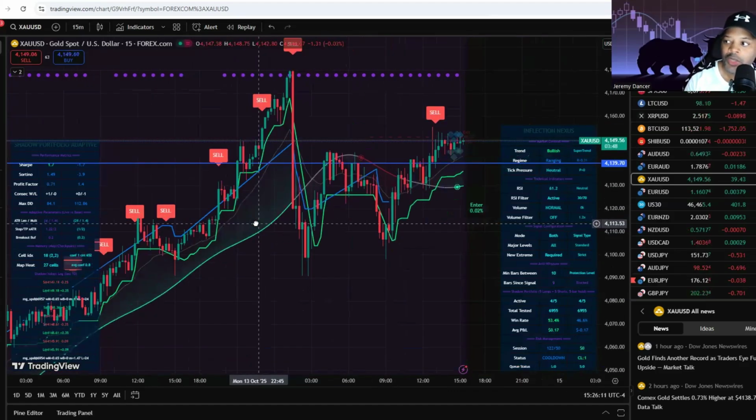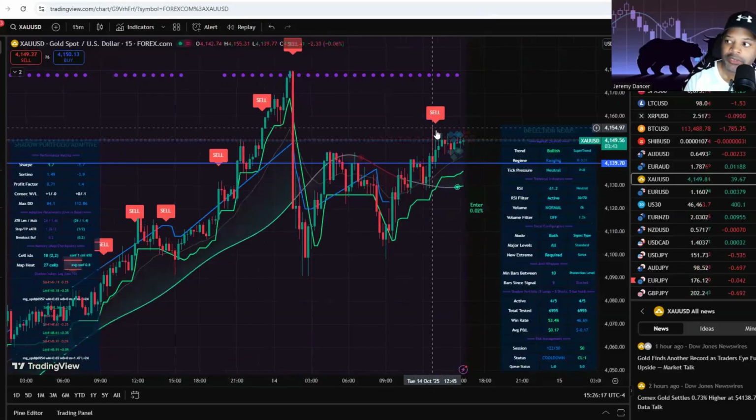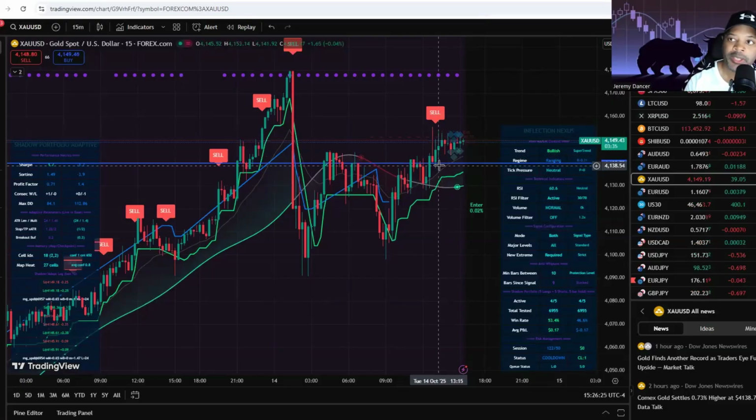And we can see right now the current setup is another sell, right? So earlier I placed a sell right here at 41 54, and then I closed at 41.40. That's because I know when I use this indicator that 9 times out of 10 it's going to give me at least 100 pips. So I automatically put 100 pips for my take profit when I use this indicator.